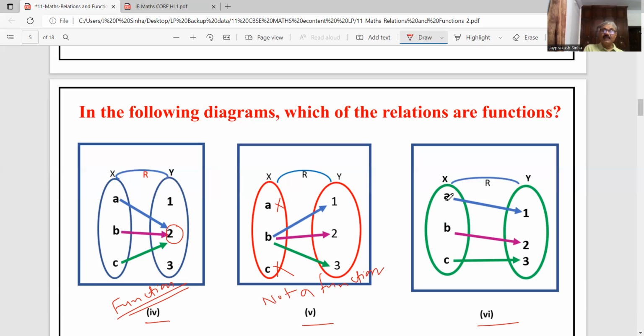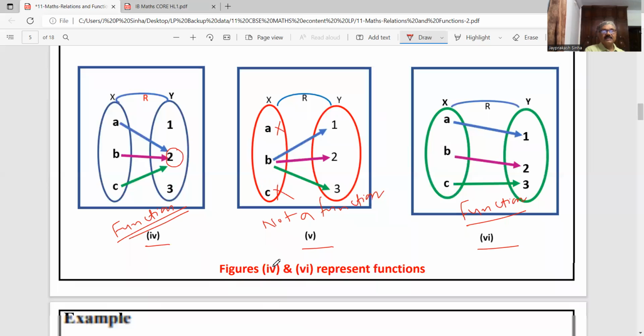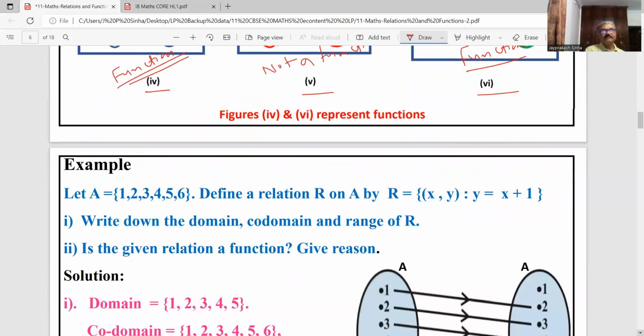Correct? So A is having a unique image in set Y, that is 1. B is having a unique image in set Y, that is 2. And C is also having a unique image in set Y, that is 3. So this is also satisfying as a function. So this is also a function. Correct? So this is a function. So yes, 4 and 6 represent functions. Now see here, there is one example.